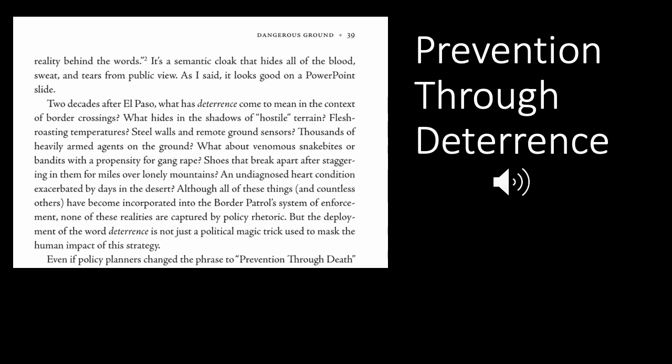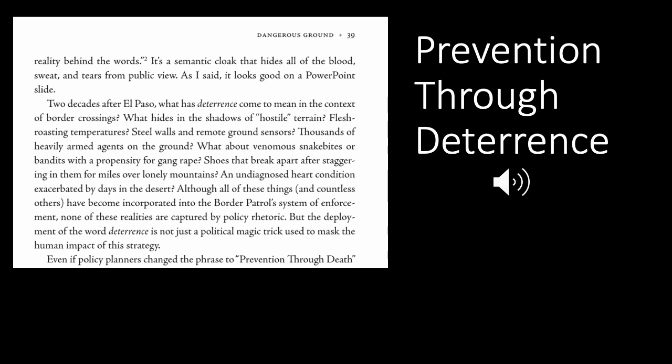So what hides in the shadow of hostile terrain? Flesh roasting temperatures, steel walls and remote ground sensors, thousands of heavily armed agents on the ground. What about venomous snake bites or bandits with the propensity to gang rape? Shoes that break apart after staggering in them for miles over lonely mountains. An undiagnosed heart condition exacerbated by days in the desert. Although all these things and countless others have become incorporated into the Border Patrol's system of enforcement, none of those realities are captured by policy rhetoric.